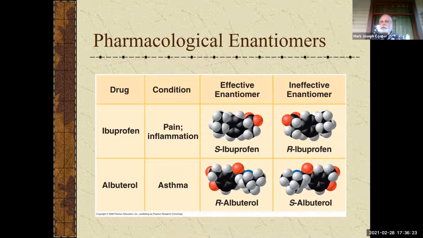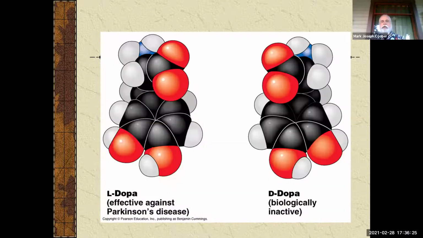Just to take this a step farther, we've got something like L-DOPA. I don't know if you've heard of L-DOPA, but it's used for Parkinson's disease. That is what Michael J. Fox has now. Basically it's where the body involuntarily shakes, losing control. And then the left one is effective, the right one is inactive.